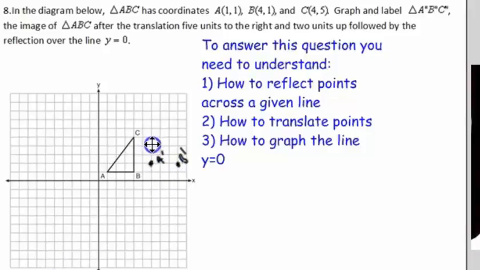And then we got C. So same concept. 1, 2, 3, 4, 5, and then 2 units up. 1, 2. So we get C prime here. Let's connect them. Let's fix that up a little bit. Much better. All right, then followed by the reflection over the line y equals 0.